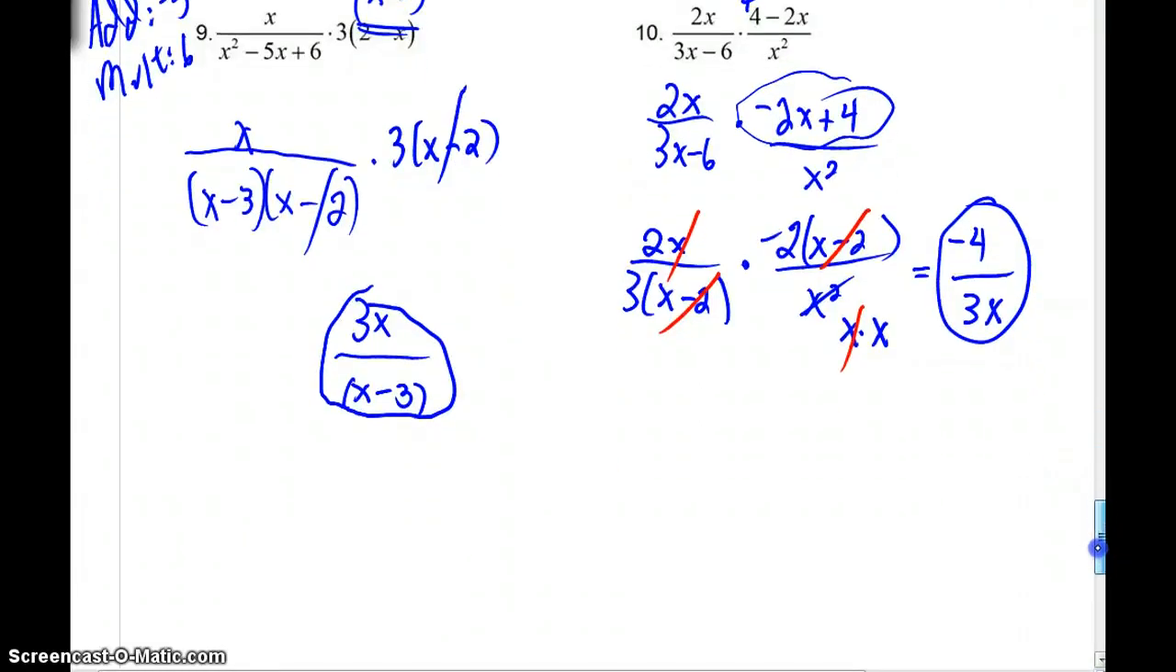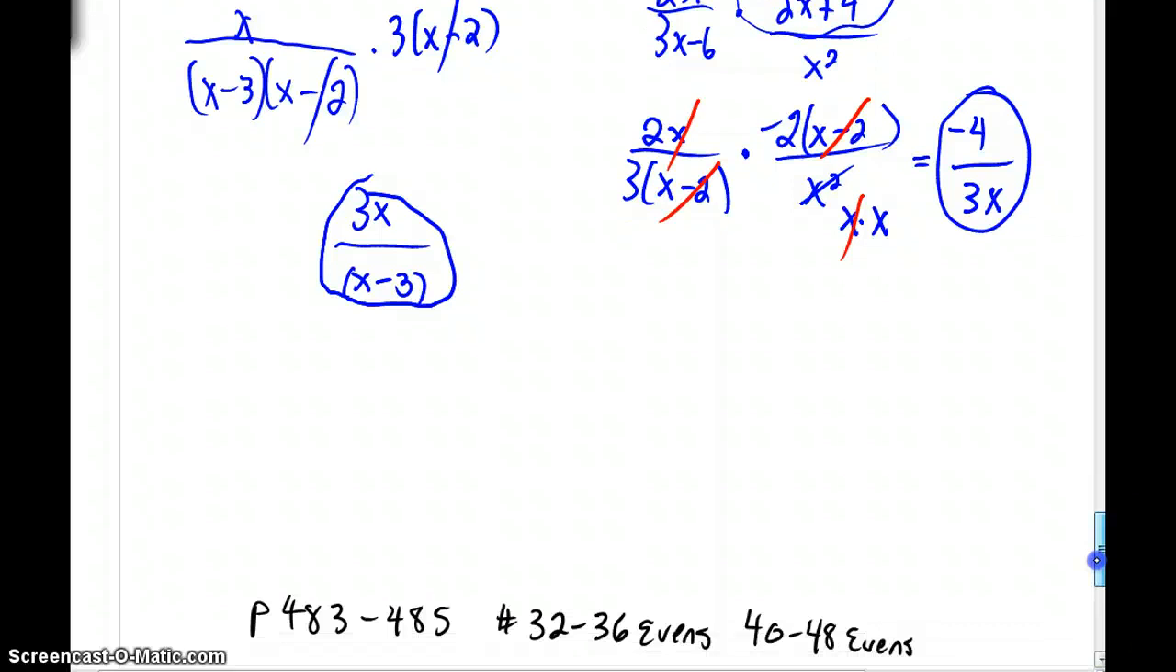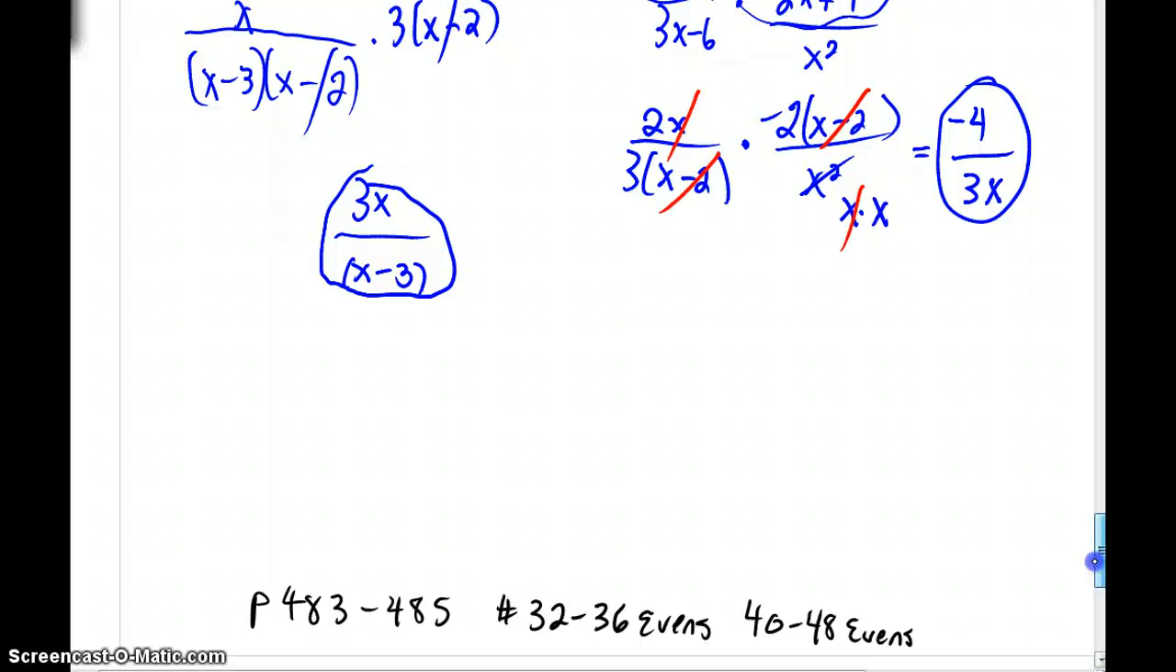Well, the homework that we're going to be doing is right here, page 483, 485, 32 through 36 the evens, and then 40 through 48 the evens. Good luck with this, and we'll pick this up after spring break.